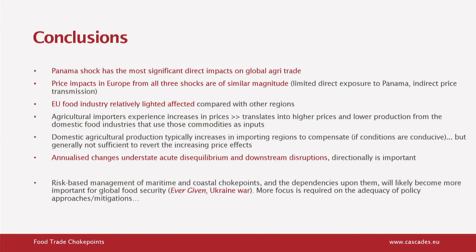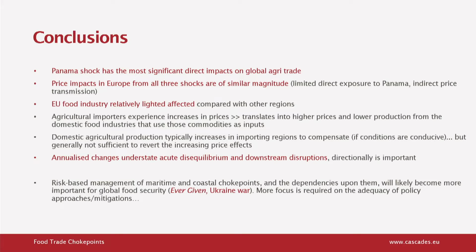So in summary, of all the shocks that we looked at, the Panama shock has the most significant direct impacts on global agricultural trade. Within Europe itself, the price impacts from all three shocks are of a similar magnitude. That's despite limited direct exposure to the Panama Canal, and we're seeing impacts of indirect price transmission there. The EU food industry is relatively lightly affected compared with other regions.